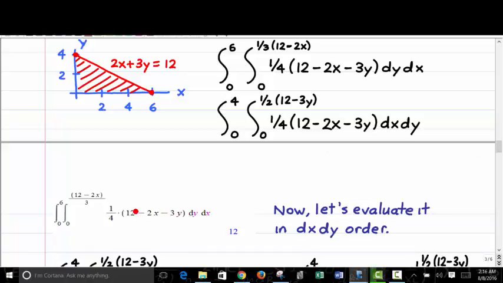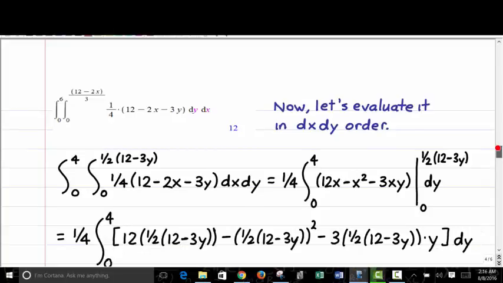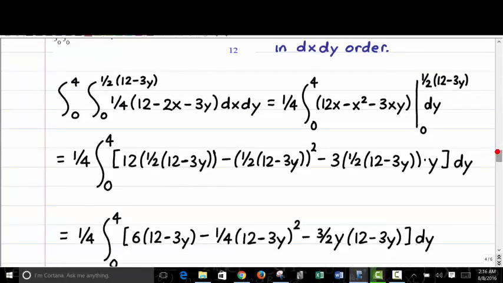Now I put it in Maple, I put dy dx and it showed 12, so just for grins, I did it in dx dy. And like I said, I'll just skip through this. You can look through this and then ask me questions. It's just very tedious.